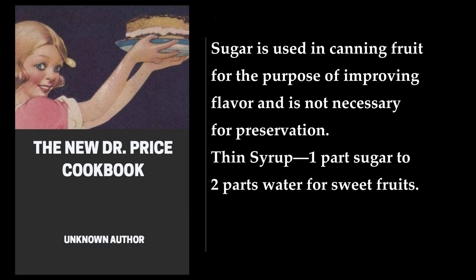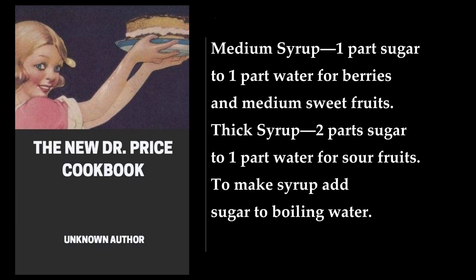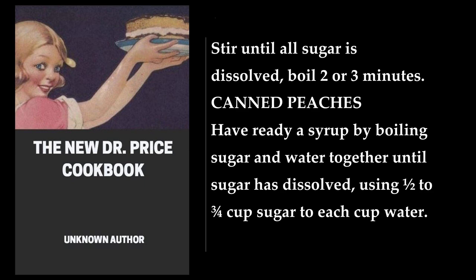Use of sugar in canning fruit. Sugar is used in canning fruit for the purpose of improving flavor and is not necessary for preservation. Thin syrup, 1 part sugar to 2 parts water for sweet fruits. Medium syrup, 1 part sugar to 1 part water for berries and medium sweet fruits. Thick syrup, 2 parts sugar to 1 part water for sour fruits. To make syrup, add sugar to boiling water. Stir until all sugar is dissolved. Boil 2 or 3 minutes.